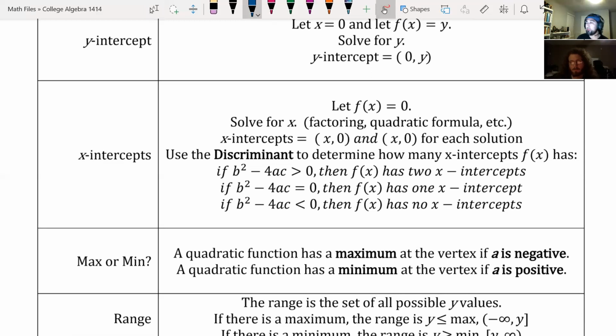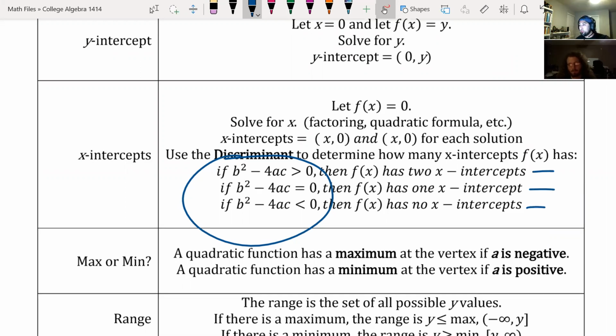And now, if you want to save some time, though I think it's an extra step, but it works, if you want to determine right from the beginning how many intercepts you have, there is something called the discriminant. The discriminant will tell you how many intercepts your function has. All you have to do is plug in the values of a, b, and c to this formula. If your value is greater than zero, then you'll have two x-intercepts. If it's equal to zero, you'll have one x-intercept. And if it's less than zero, then you'll have no x-intercepts.